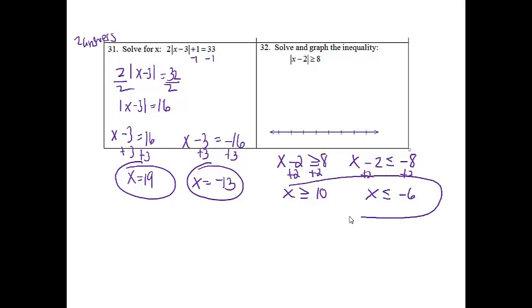So that's my answer. Now we just need to graph it. -6 will go on the left, 10 will go on the right, 0 will go in the middle. If I want to be greater than or equal to 10, that's going to be a closed circle. Greater than 10 would be to the right of 10. Less than or equal to -6, there's going to be a closed circle at -6. Any numbers that would be less than -6 would be the ones to the left. So that would be what that graph looks like.